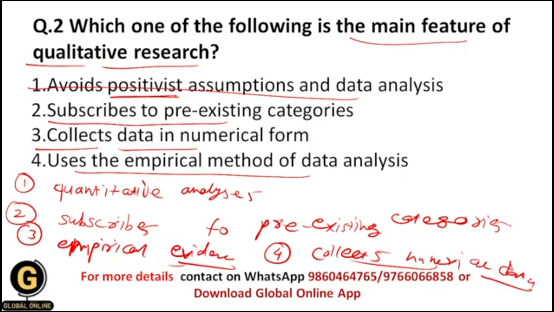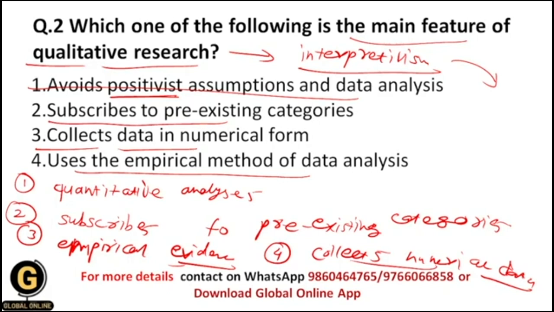So after viewing such characteristics, now you can understand that all of these characteristics are of quantitative research, not qualitative research. Now what are the characteristics of qualitative research? Qualitative research believes in the interpretivism paradigm, and it disregards positivist assumptions and statistical data analysis. Basically the interpretivism paradigm is based upon our intuitions or our thinking power, not the empirical evidence.